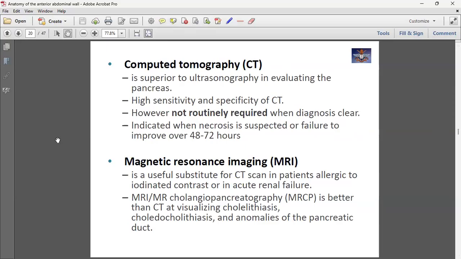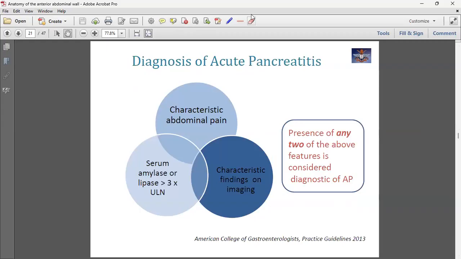Other modalities are CT and MRI. So, diagnosis of acute pancreatitis: characteristic abdominal pain. That's why the history is very important, and you have to mention all those points, like sudden onset epigastric pain radiating to the back, relieved when bending forward, in close relationship maybe with alcohol, or maybe recurrent right hypochondriac pain, or a known patient with gallstone disease. And a serum amylase level 3 times the upper limit of normal, and characteristic findings on imaging. The presence of any 2 is diagnostic of acute pancreatitis.